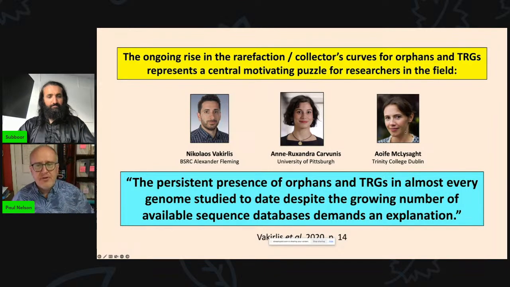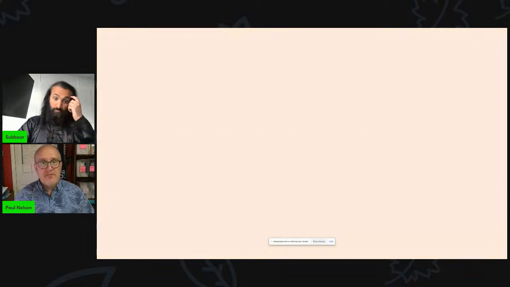So these three authors said in a paper in 2020, this demands an explanation. The fact that every genome we look at has orphans, and even though our databases are growing enormously, NCBI doubling every 18 months, they're still present. We still find them, which means they're not a statistical artifact.